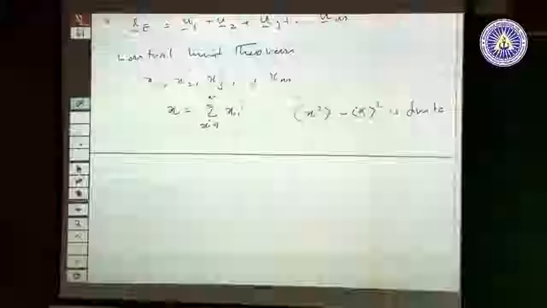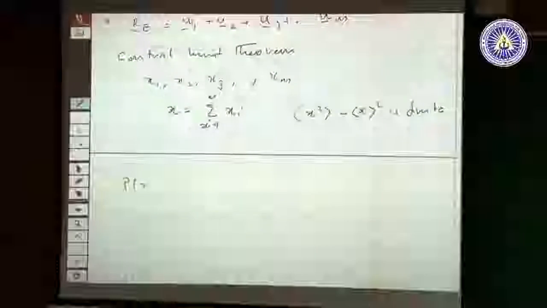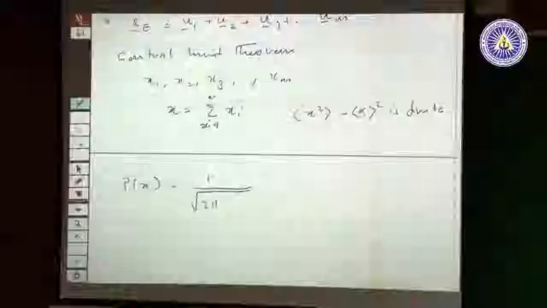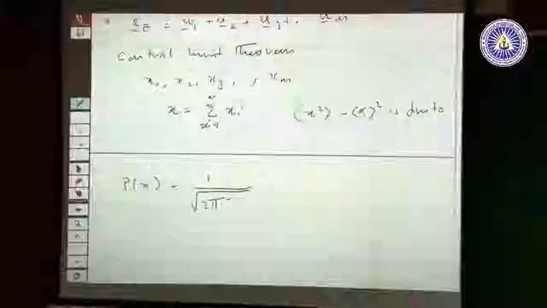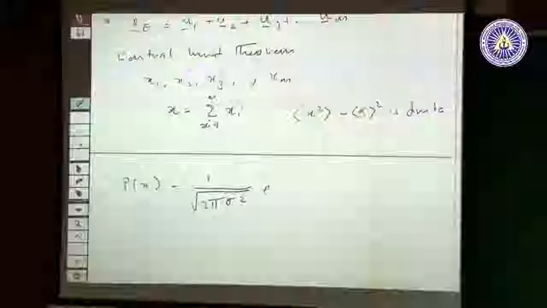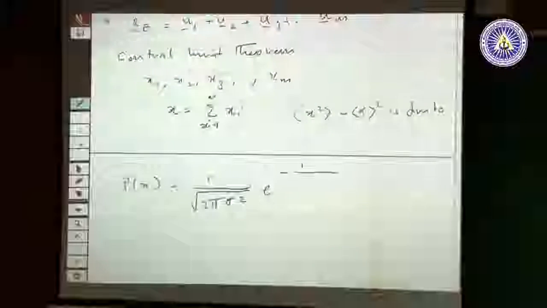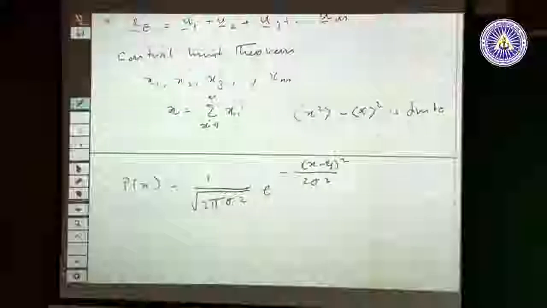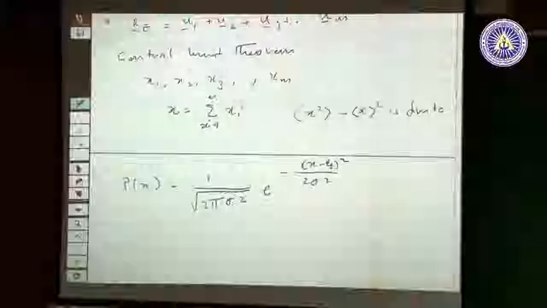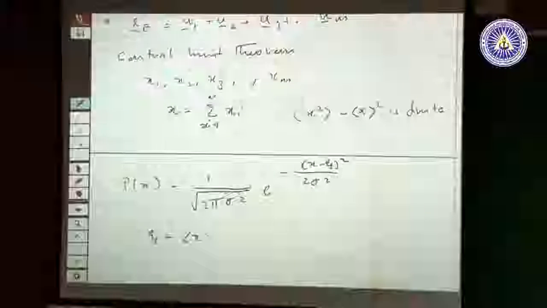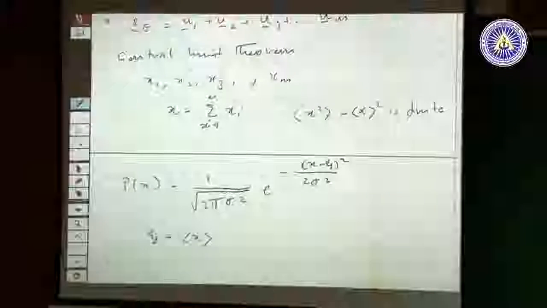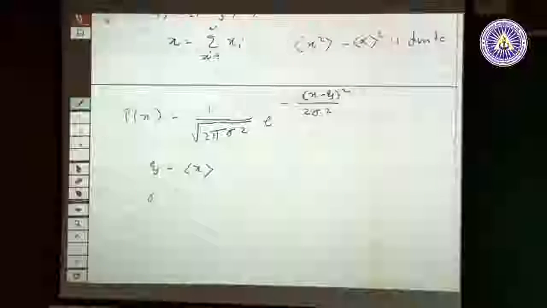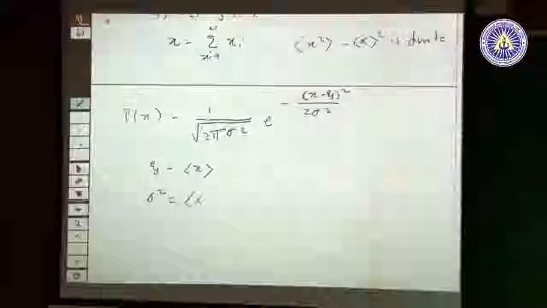So, then what you get is that the probability of x is a Gaussian distribution, right, and this is what a Gaussian distribution would be, where psi is your average x, okay, and sigma squared is your variance.